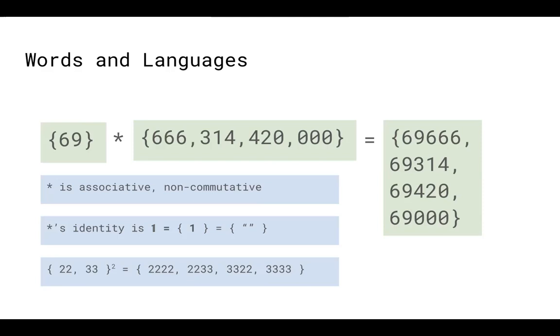This again is associative and non-commutative, just like the one we just looked at. That was just for words. Its identity is the set containing 1, or containing the empty string. And I chose to denote that with a math Blackboard 1, but I don't really know what the standard is. I think it's actually quite interesting that its identity is the set containing 1 as opposed to just the empty set. And I don't have a good explanation for that yet, but if somebody else on this call does, feel free to share.